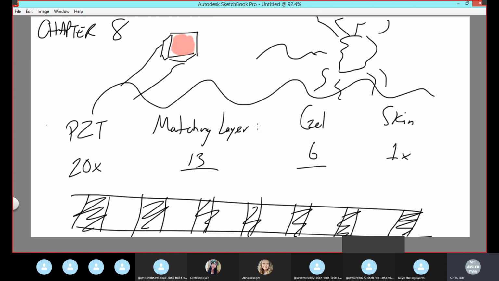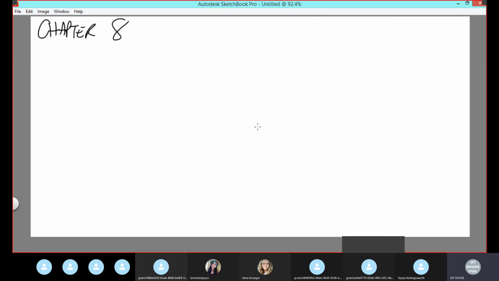All right. So that is the matching layer, the importance of it. Just understand where it falls on this sequence: PZT, matching layer, gel, and skin, and have that concept in mind, that it just tries to build this bridge to get the ultrasound wave to the skin. That's pretty much it. There's something else to know about the matching layer and the element, which is the PZT.